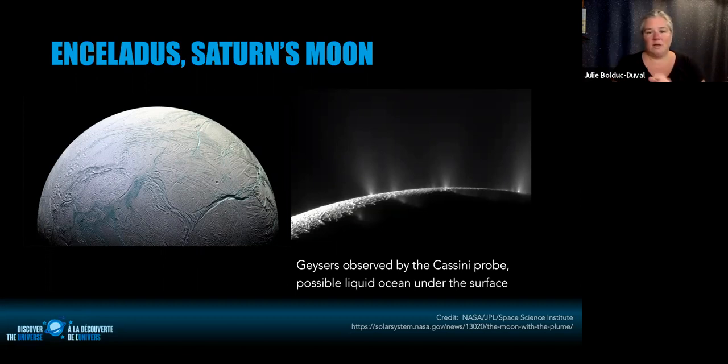Very often it would have a rocky core, and then a layer of ocean of liquid water, and then ice on the surface. And once in a while you would get those geysers, sending out new material from the interior to the surface. So Enceladus is very interesting.